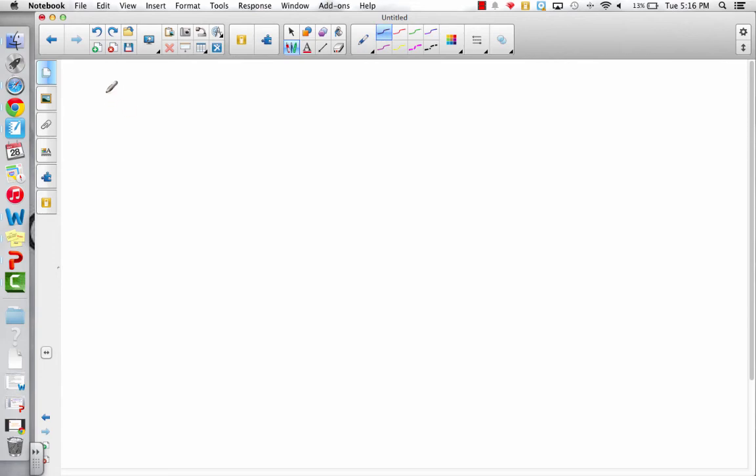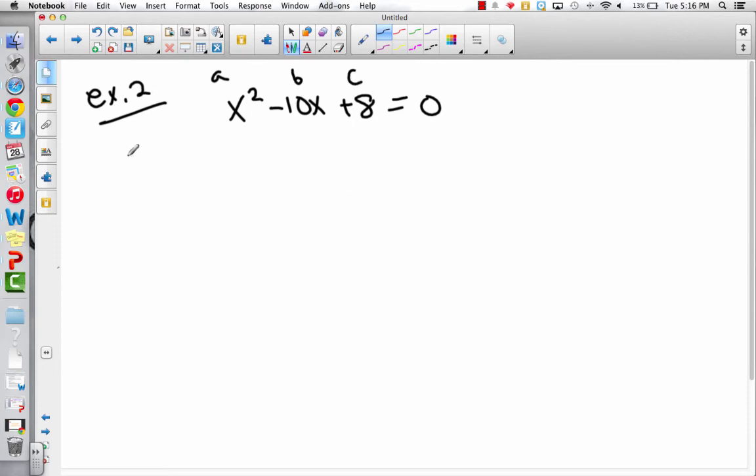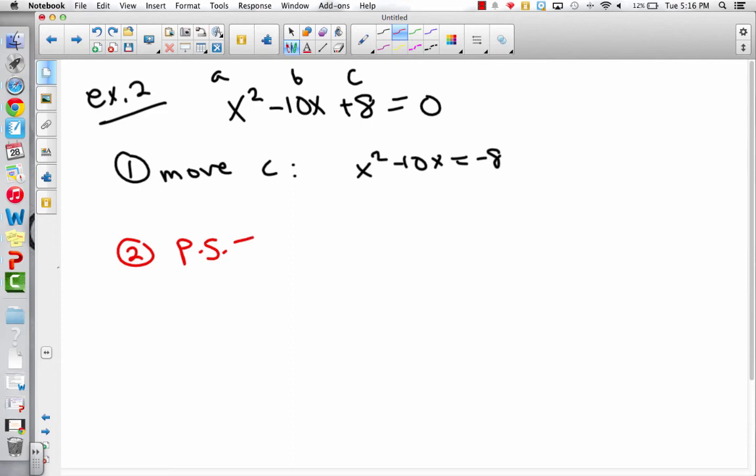All right, let's go through example 2. Let's say I have x squared minus 10x plus 8 equals 0. Well, in this one, my c value, remember this is a, then b, then c, I need to move my c value to the other side. So move c, and I get x squared minus 10x equals negative 8. After that, I'm going to make my perfect square trinomial. I'm just abbreviating PST.